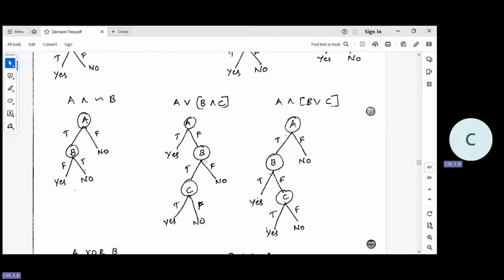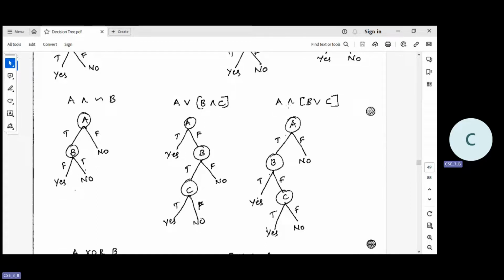You can observe here, when B is true, we have added node C here. When B is true and C is true, then only the decision will be yes. When B is true and C is false, the decision is no. And similarly, when B is false, the decision is no. Similarly, this is for A or B and C.